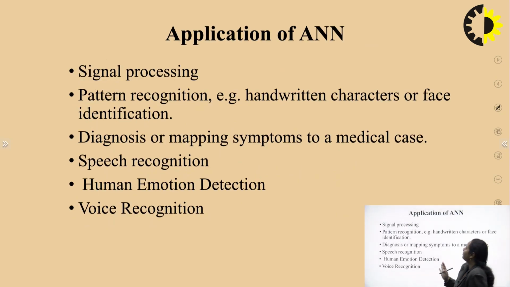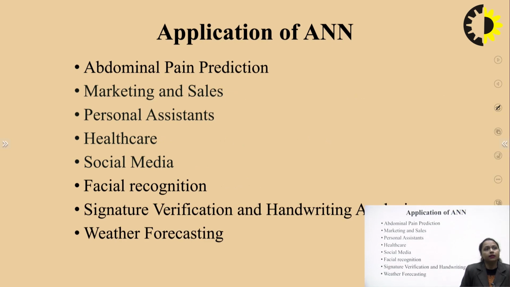Next comes the applications of ANN. There are various applications of ANN. ANN is solving multiple problems. A few of them are written here: signal processing, pattern recognition such as handwriting recognition and signature recognition, speech recognition, human emotion detection, voice recognition, abdominal pain prediction, marketing and sales, personal assistant, social media, facial recognition, weather forecasting. So all these are applications performed by ANN.